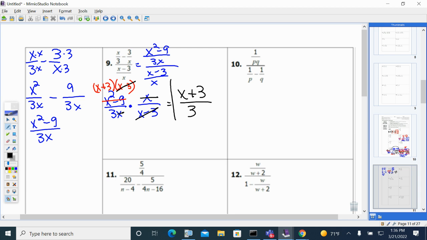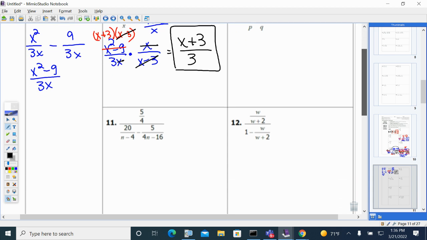Now, some students may try to cancel those 3's, but remember, they do not cancel because the 3 in the denominator is a monomial. The 3 in the top is part of a binomial, and we can never, ever, ever cancel those kinds of things.